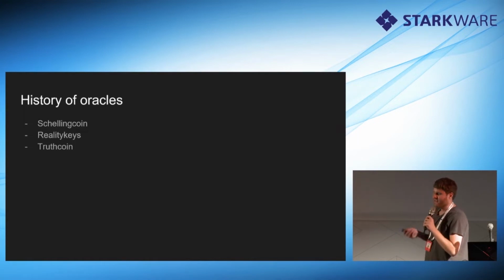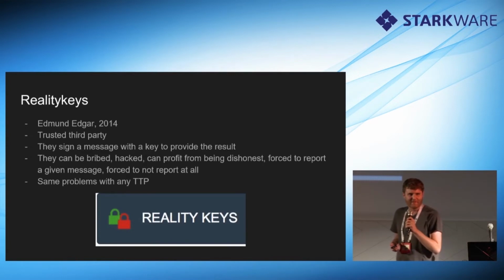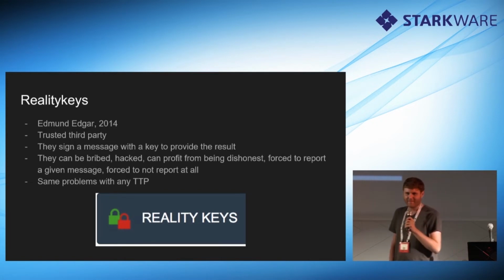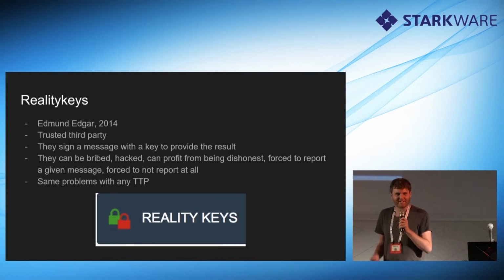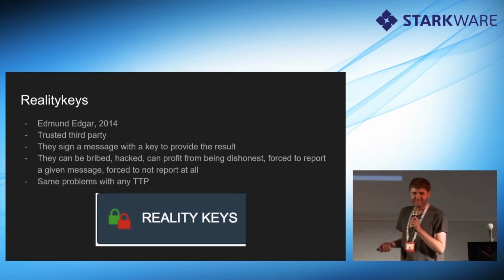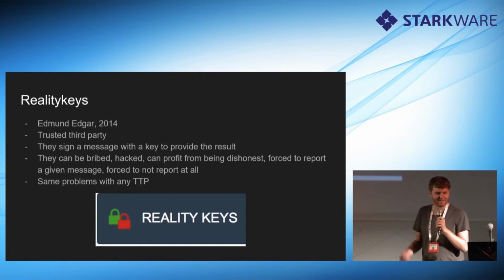So the history with them started with really 3 projects. The first one is the very classic trusted third party. A person named Edmund Augur in 2014 came up with this idea called Reality Keys. Basically the idea is you sign a message with a private key and then on chain you verify the message. These face lots of problems.